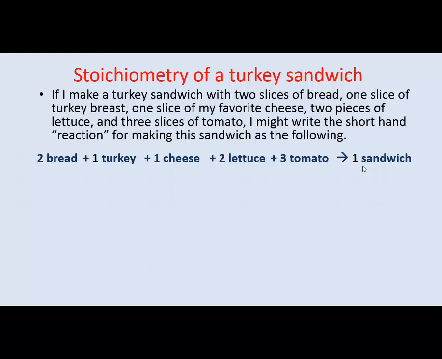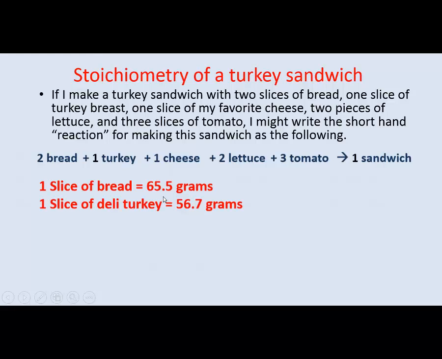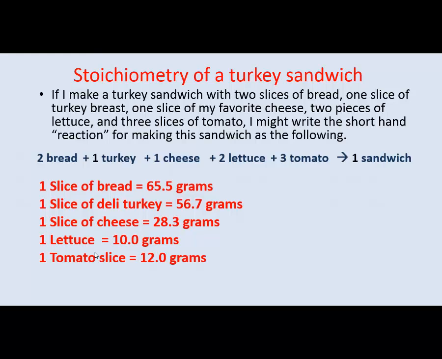So let's say that we're given some information. We're told that one slice of bread on average weighs 65.5 grams to make our sandwich. One slice of deli turkey would be 56.7 grams based on how thick we're slicing the turkey and the type of turkey we're slicing. One slice of cheese for the type of cheese we picked was 28.3 grams per slice. One piece of lettuce was 10 grams, and one slice of tomato was 12 grams, and the entire sandwich, when we put it together, weighs 272 grams.